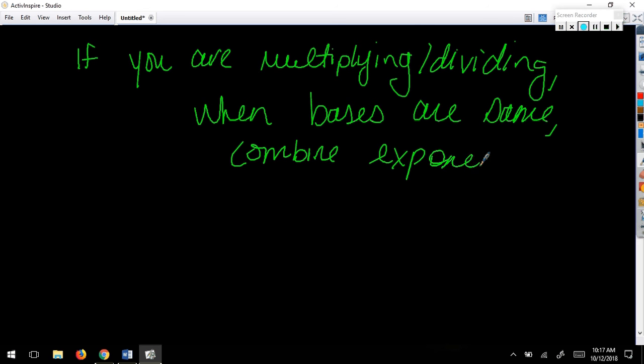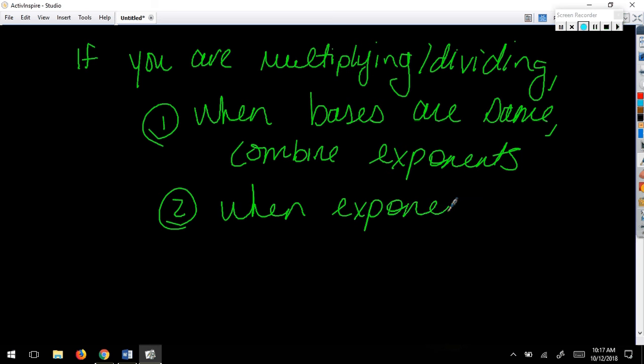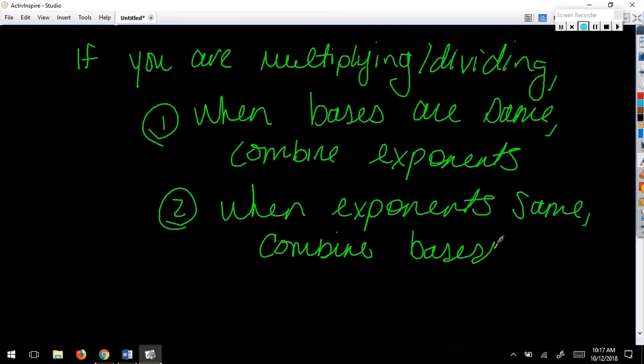However, when the exponents are the same, you can combine the bases, and that's something we haven't talked about a whole lot, but we're going to look at. So when the exponents are the same, again, not adding or subtracting, but only multiplying or dividing, we combine the bases. Let me show you a couple examples.